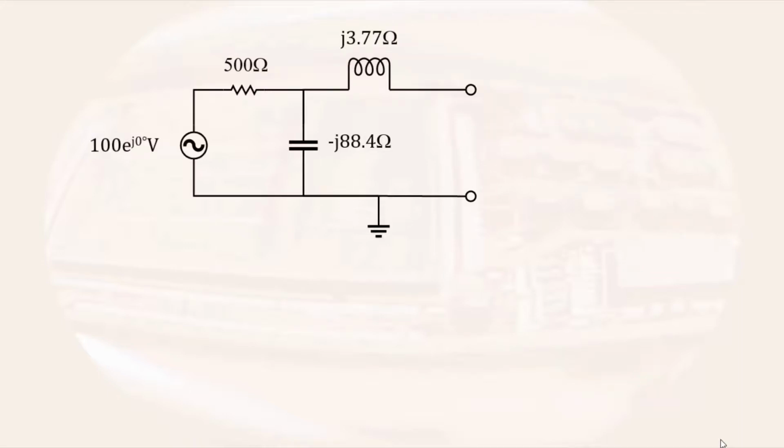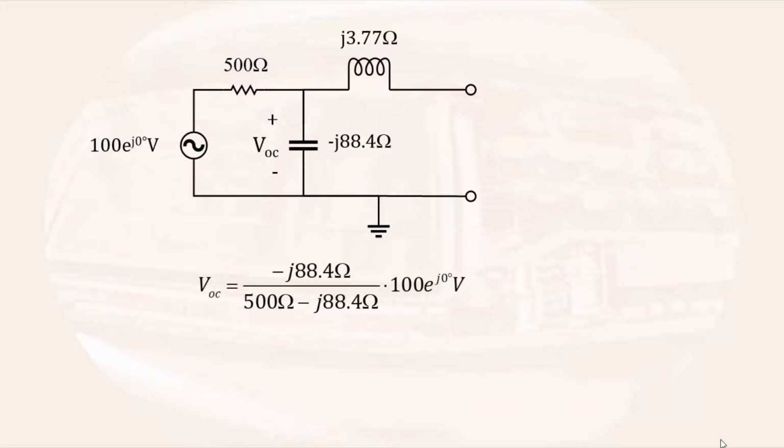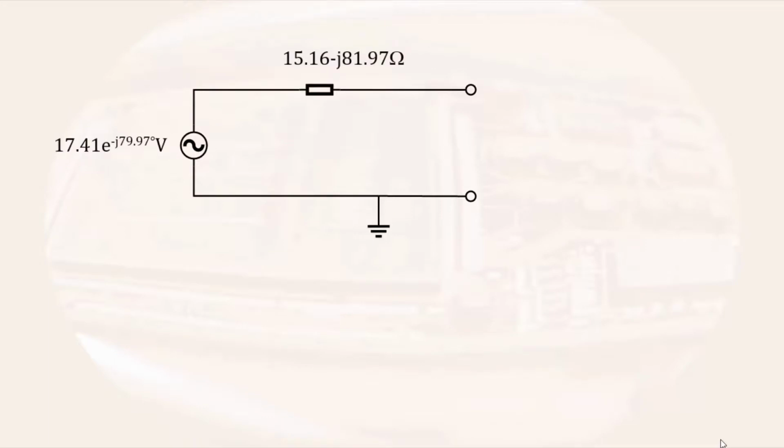To finish determining the equivalent circuit, we need to determine the open circuit voltage. In this case, since no current will go through the inductor as it is in series with an open circuit, the open circuit voltage will also be across the capacitor. Determining the open circuit voltage is then as simple as doing voltage division between the capacitor and the resistor. This results in an open circuit voltage of 17.41 e to the minus j 79.97 degrees volts. So now we have the Thevenin equivalent of the source.